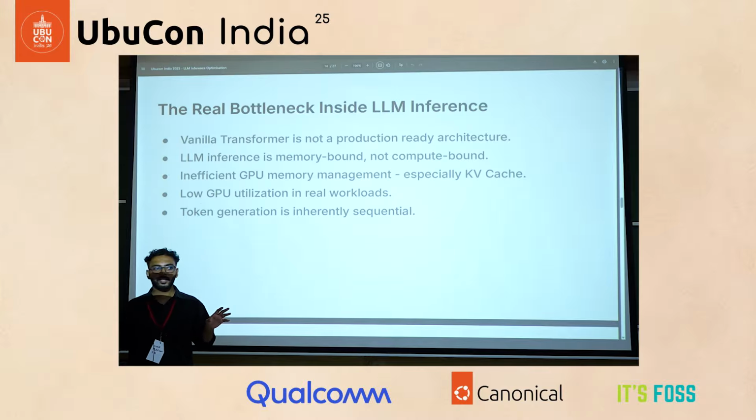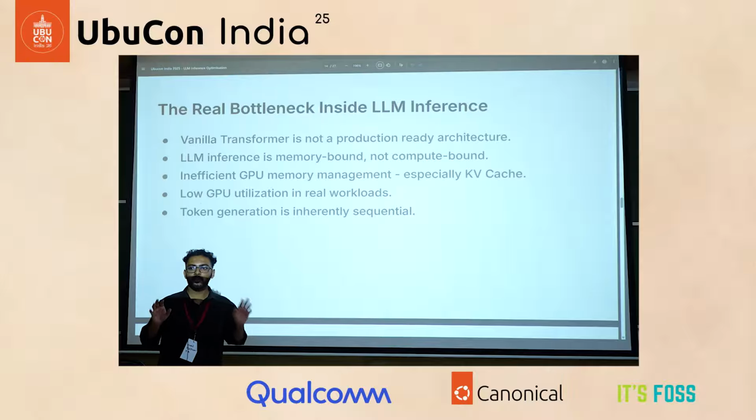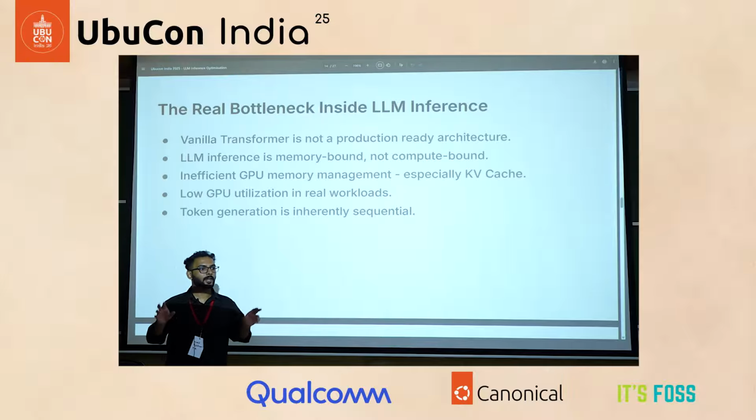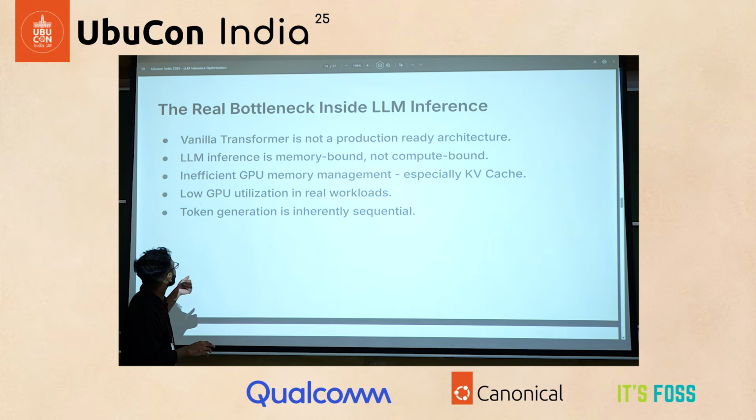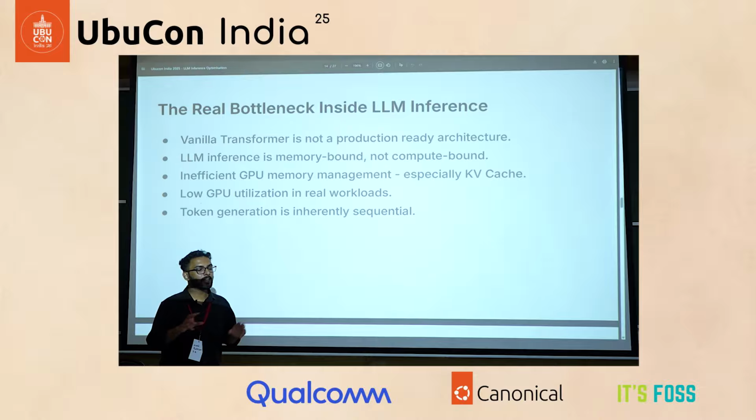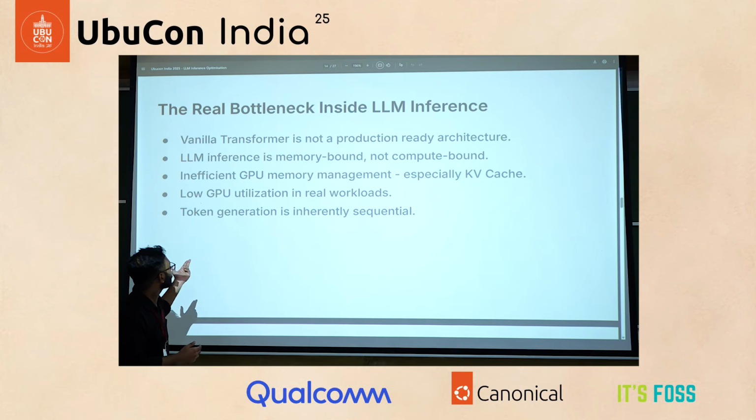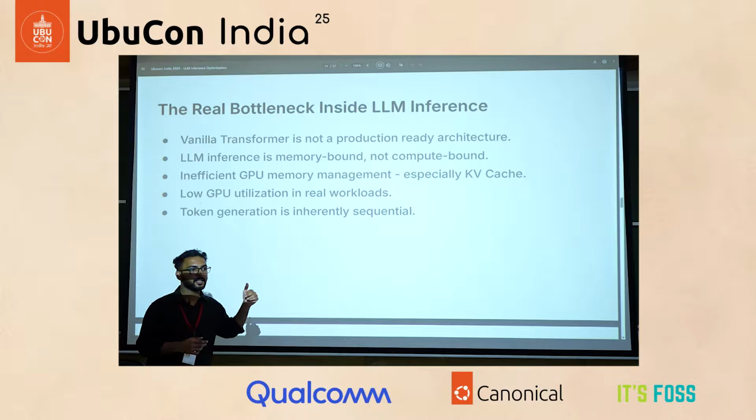I told you about the transformer architecture that powers the LLMs that you see today. The vanilla transformer architecture that was introduced in the research paper is not ideal for production purposes, and that causes a lot of issues. The next problem is that, as I told you, LLM inference is mostly a memory bound problem rather than a compute bound problem. So if you're not managing the memory well enough, you get problems like out of memory.